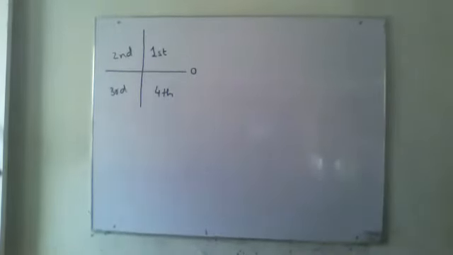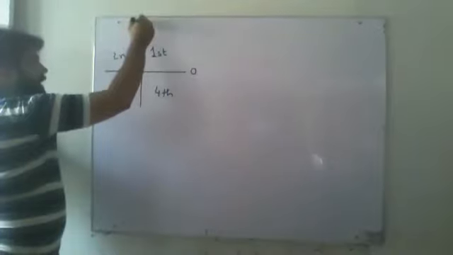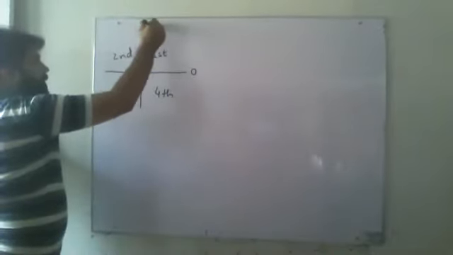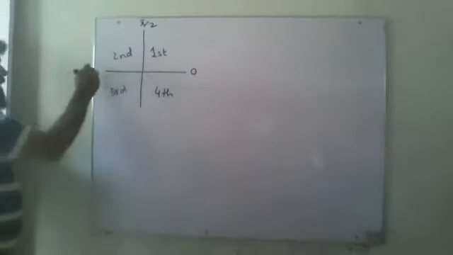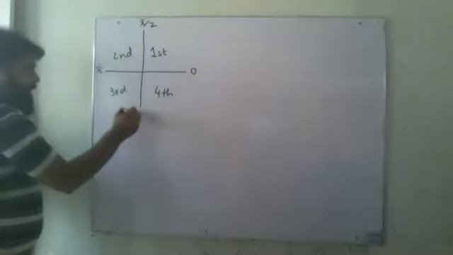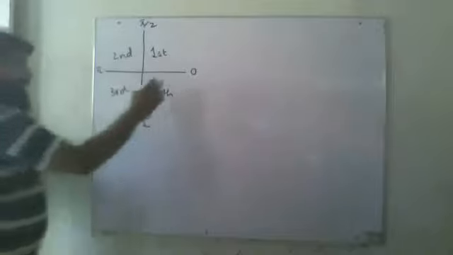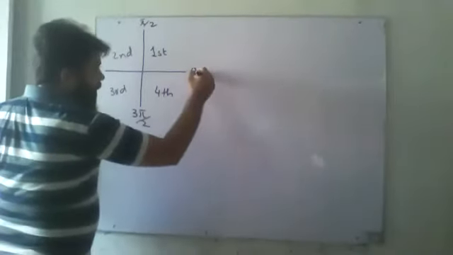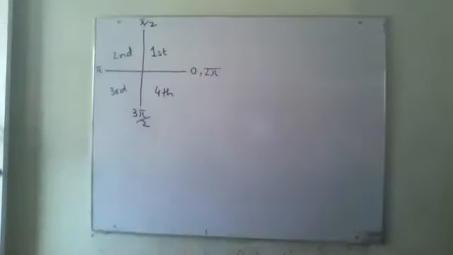So now how am I going to work with this one? Instead of writing 90, I will be writing pi over 2. Instead of writing 180 degrees, I will be writing pi. Instead of writing 270, I will be writing 3 pi over 2. And instead of writing 360, I will be writing it as 2 pi.